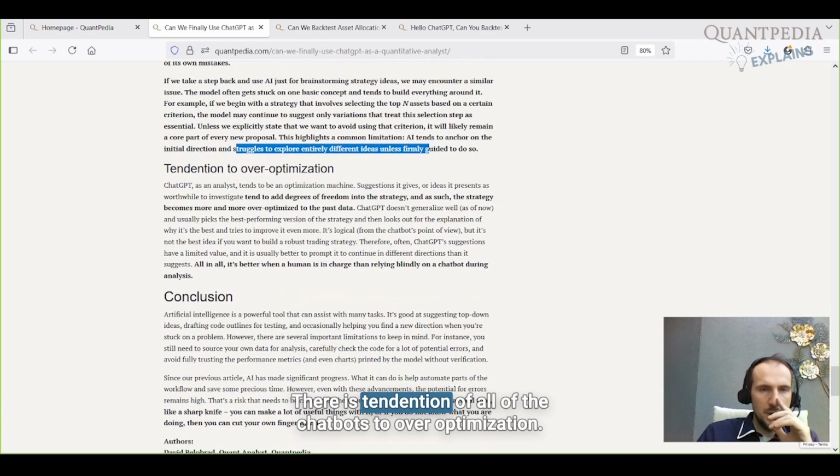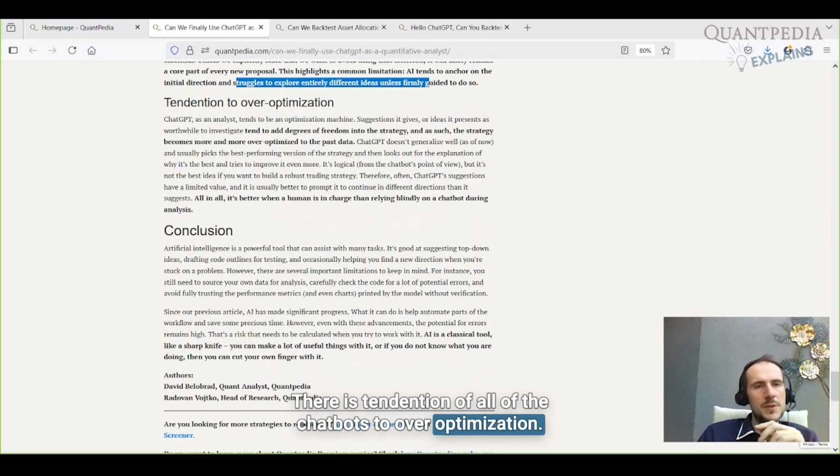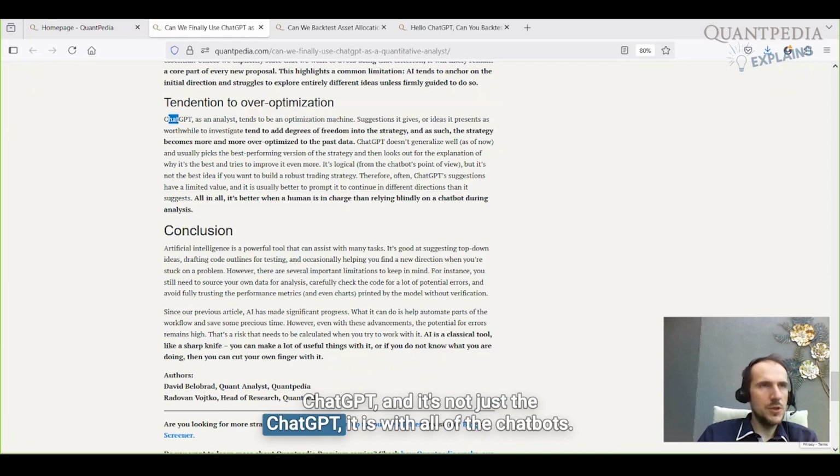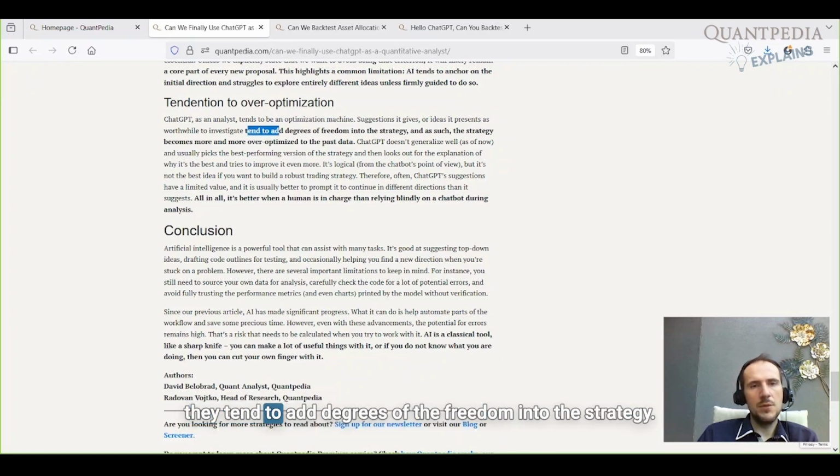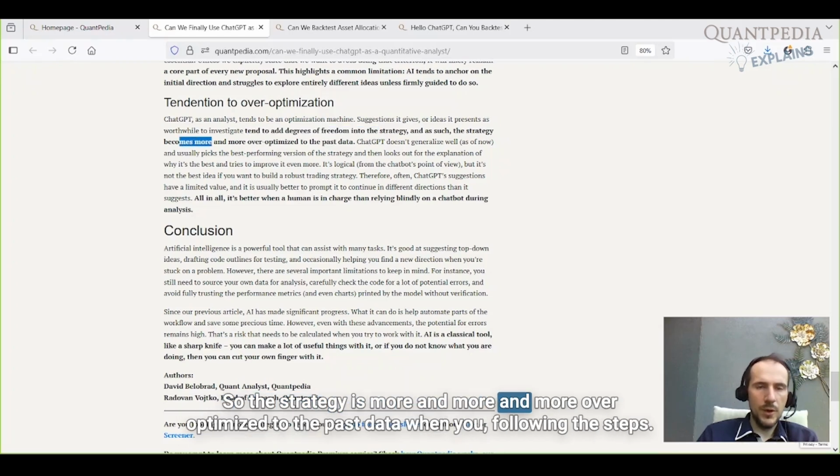At the end, there is a tendency of all of the chatbots toward over-optimization. ChatGPT, and it's not just ChatGPT, it is all of the chatbots, they tend to be optimization machines. So they give you suggestions or ideas, but those ideas and suggestions tend to add degrees of freedom into the strategy. So the strategy becomes more and more over-optimized to the past data as you follow the steps.